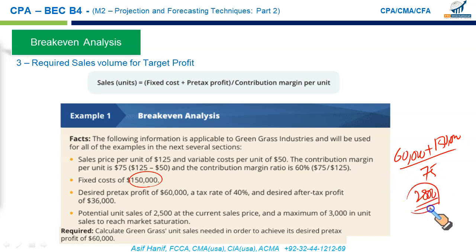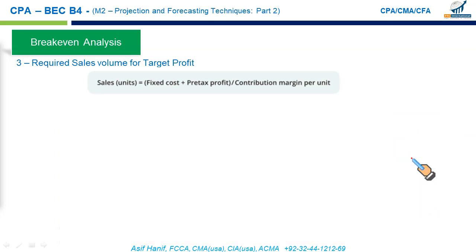So if you sell these many units, you will not only cover your fixed cost, but you will also make a profit before tax, operating profit or the pre-tax profit of 60,000. Now I would like to make a little amendment in this formula.